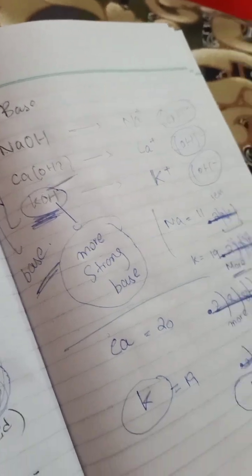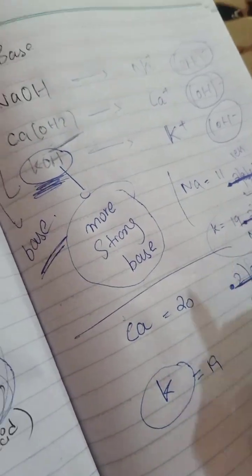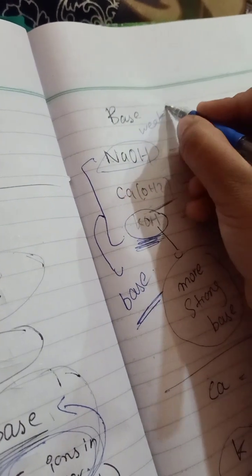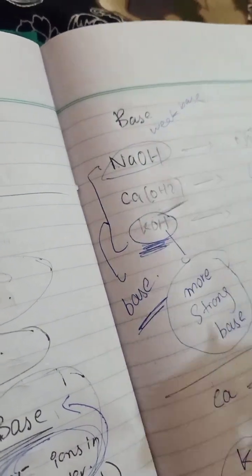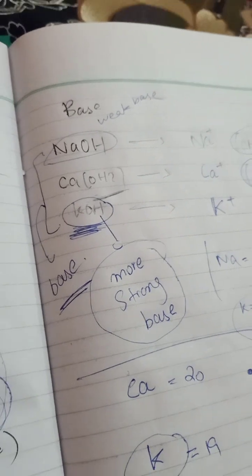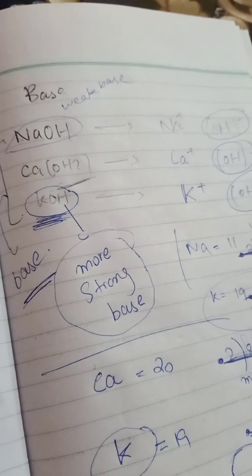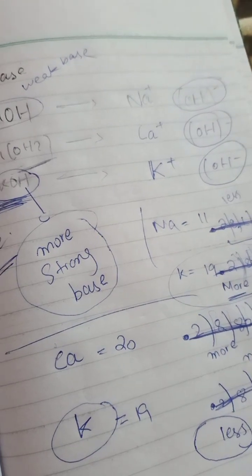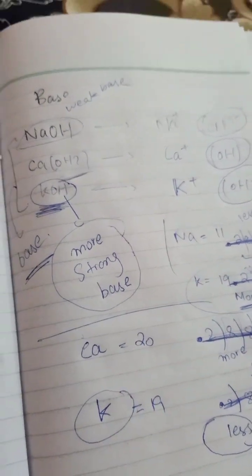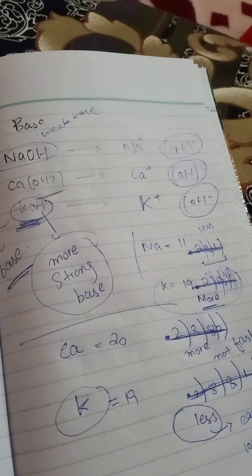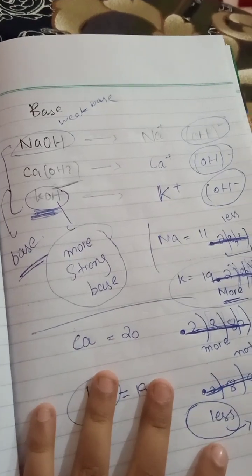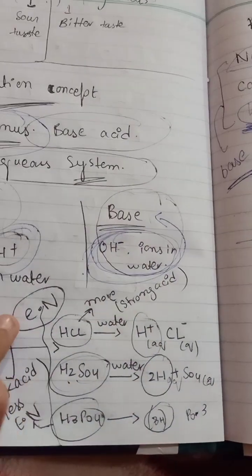That's why we call this a strong base, and this is the weak base, because potassium can easily lose the OH ions. So this was about the ionic character, and this was about the acidic character.